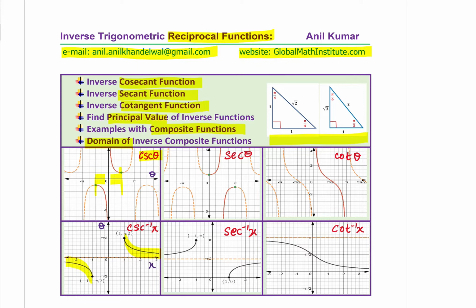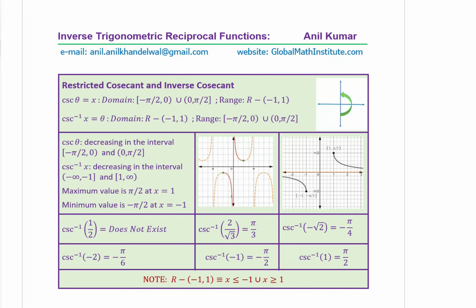So earlier, theta was your independent variable. Now when you do the inverse, x becomes the independent variable. Theta becomes dependent on x for the inverse function. So that is a major change, as you can see. Domain and range will also swap. We're going to look into these details in this particular lesson. Let's begin with the cosecant function and understand how it works.